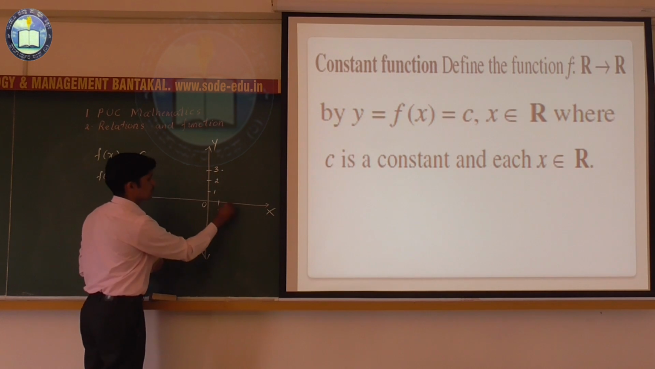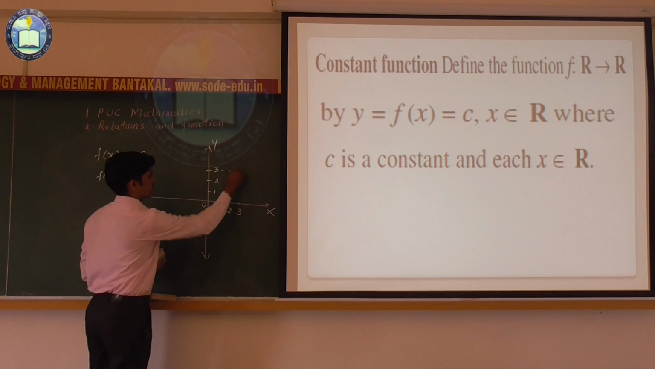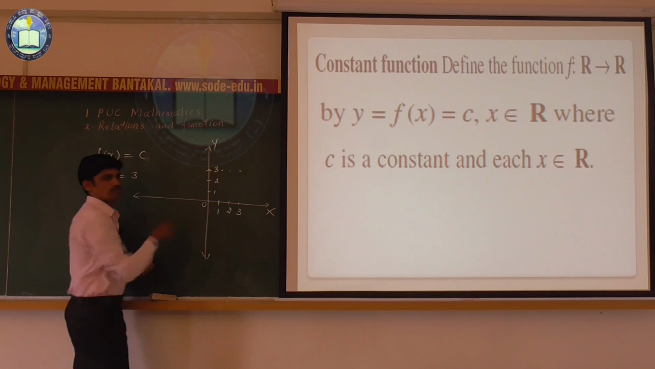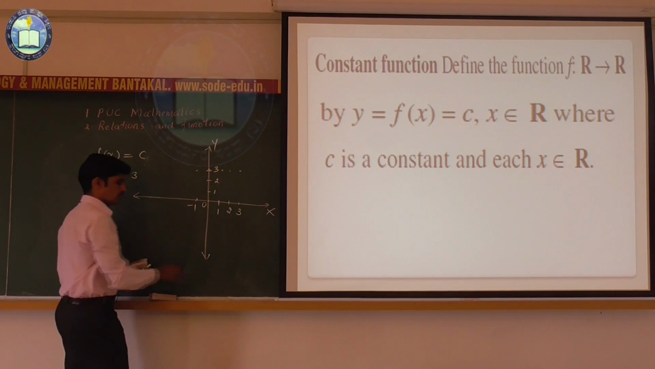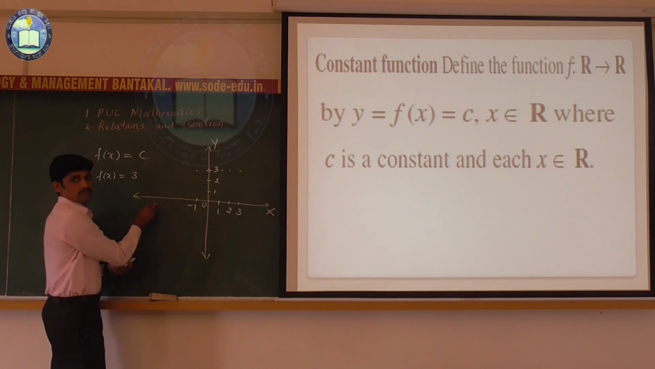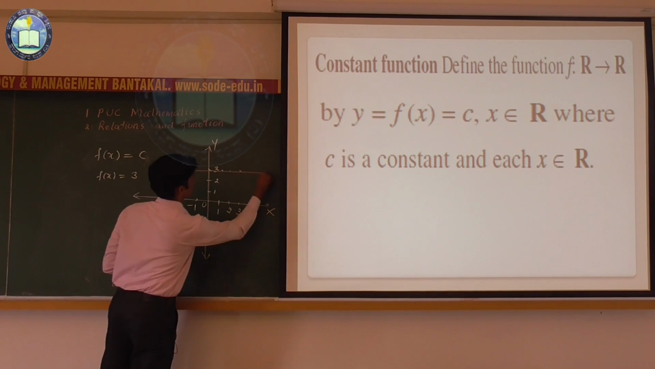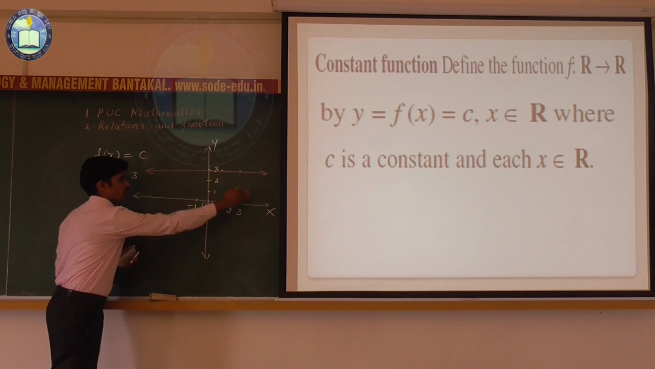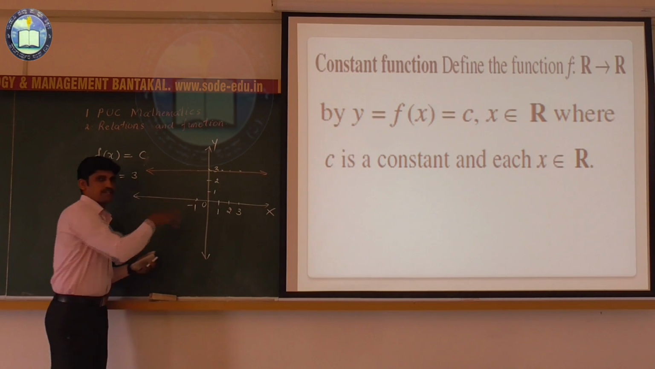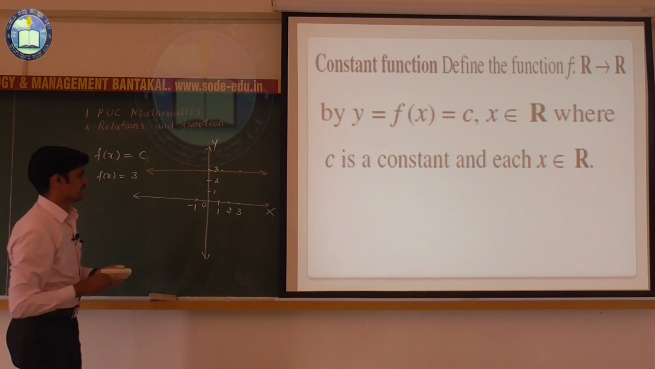When x is equal to 1, the value of y is 3. When x is equal to 2, the value of y is 3. When x is equal to 3, the value of y is 3. When x is equal to 0, the value of y is 3. When x is equal to minus 1, the value of y is 3, and so on. Therefore, for each value of x, the value of y is 3. Therefore, it gives the curve which is parallel to the x-axis. In fact, it is a straight line parallel to the x-axis.